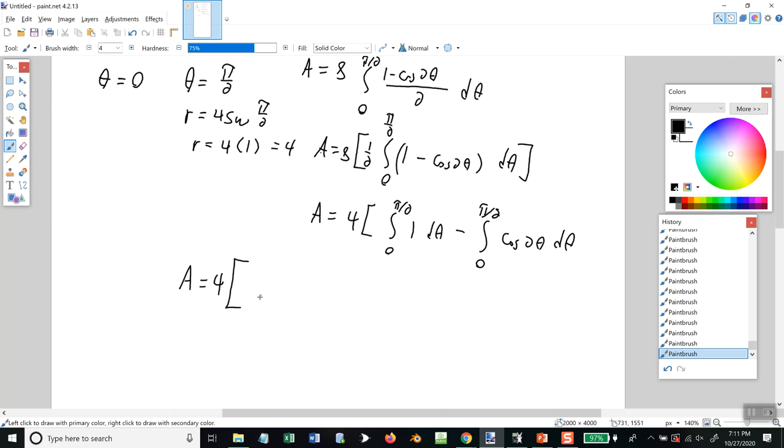Well, this would be theta from 0 to pi over 2 minus, now this would be a u substitution. I think u equal to the 2 theta, du would be 2 d theta, so I need a 2 inside, so I put a 1/2 out in front. And the integral of cosine is sine, from 0 to pi over 2.